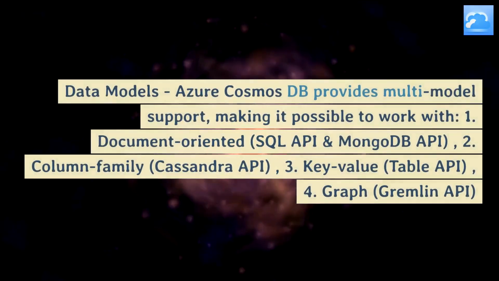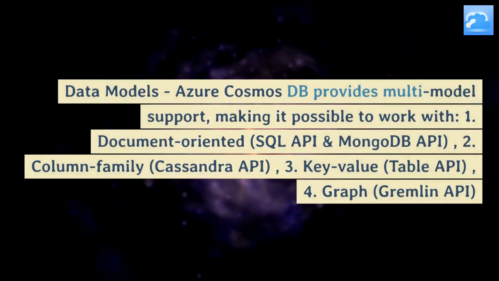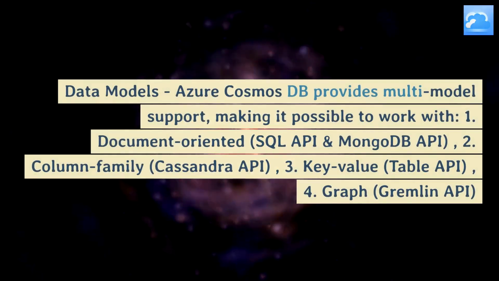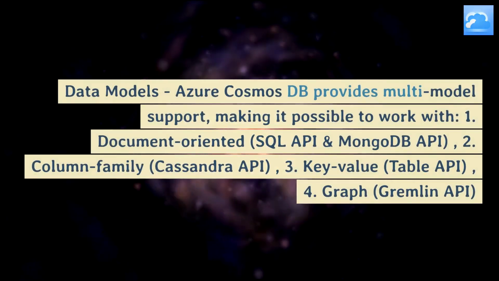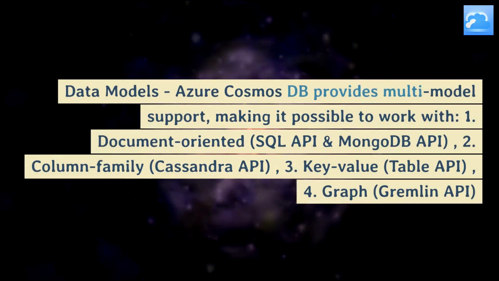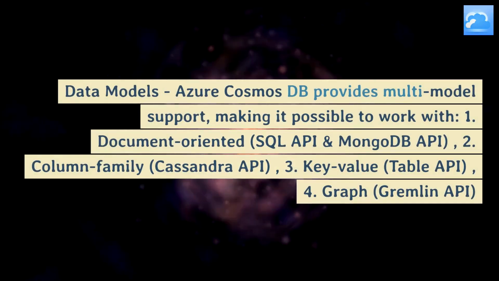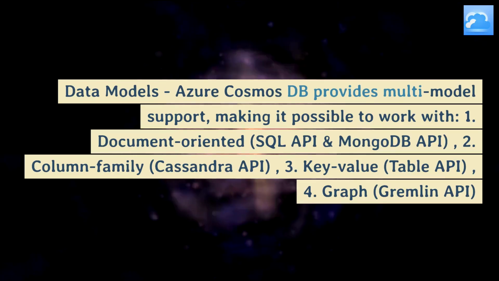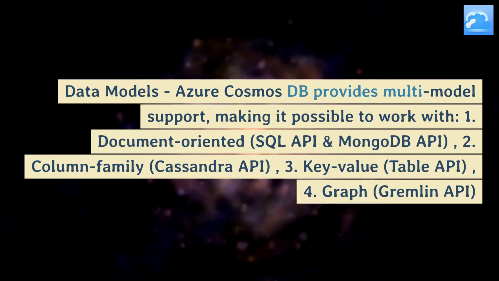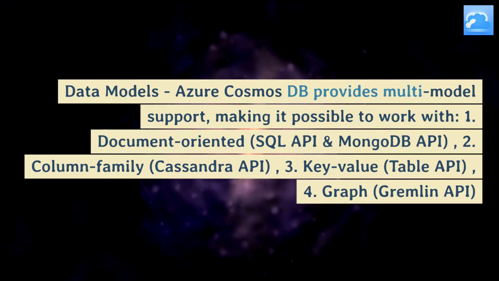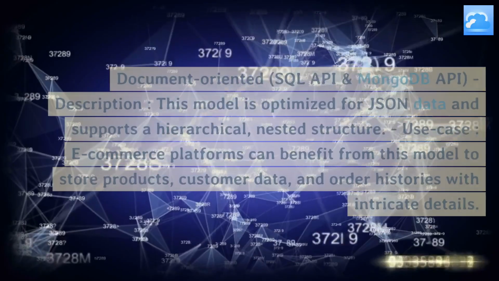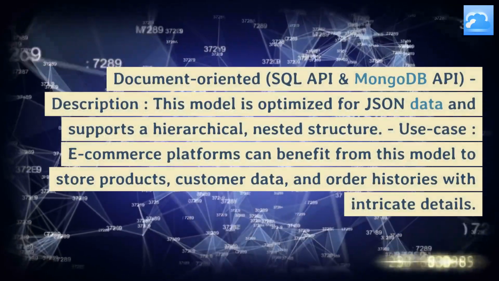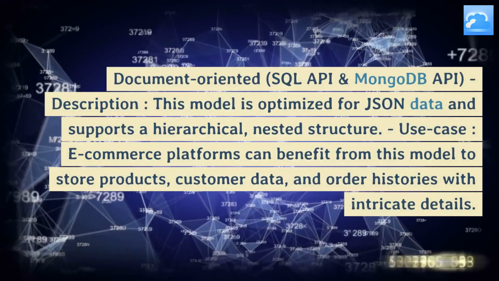Data models. Azure Cosmos DB provides multi-model support, making it possible to work with 1. Document-oriented, SQL API and MongoDB API. 2. Column family, Cassandra API. 3. Key value, Table API. 4. Graph, Gremlin API.